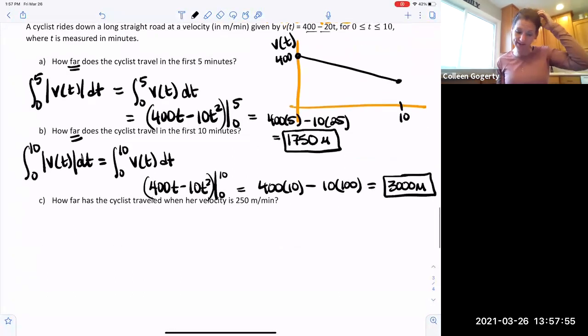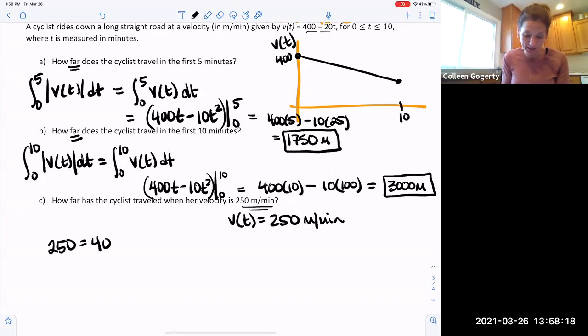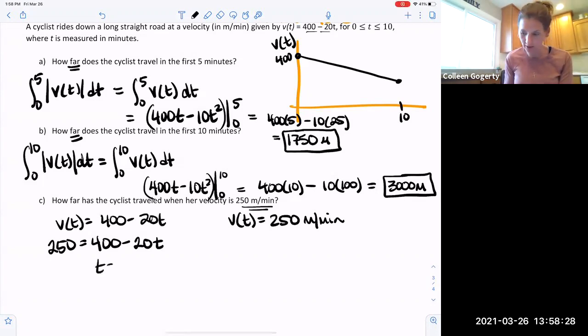So last question, how far has the cyclist traveled when her velocity is 250 meters per minute? Okay, so they've given us a velocity. We need to find a distance. So how do we use this? Well, we don't know the time when the velocity is 250 meters per minute, but we could find out because we could take our equation and plug in 250 for the velocity. And once we do a little bit of work here, we'll find that t is 7.5 seconds.